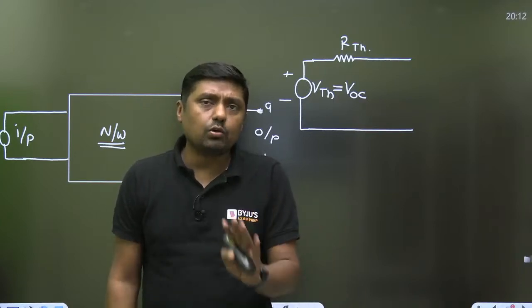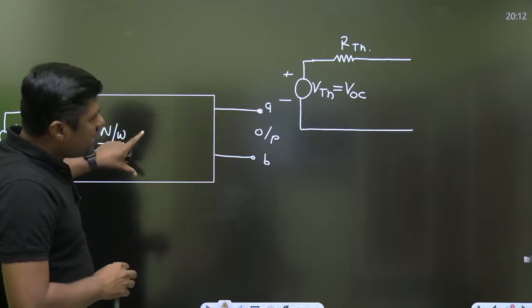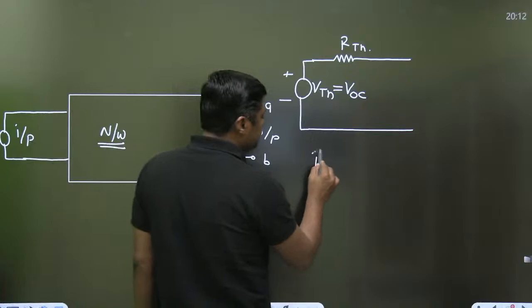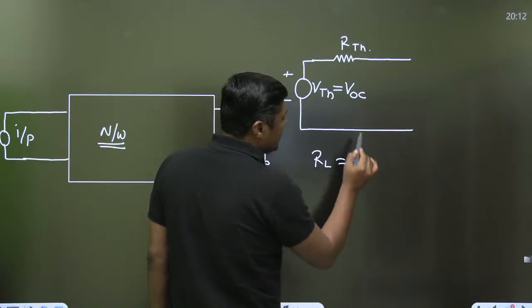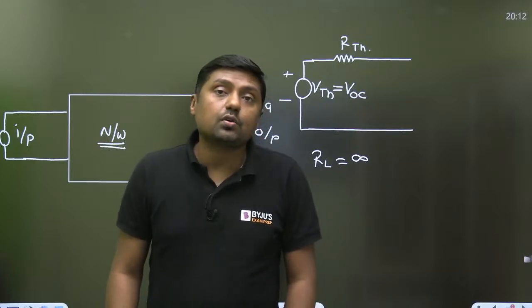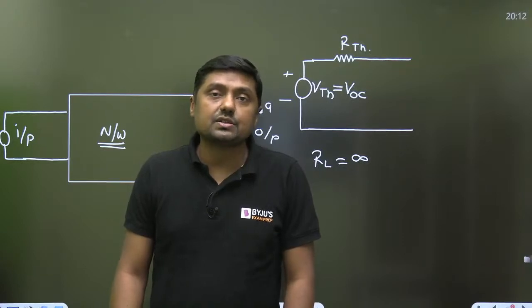If you want to calculate the VTH, then simply, in any network, if RL is connected, make RL equal to infinite, and then find the voltage across the open circuit terminals. That is called VTH.